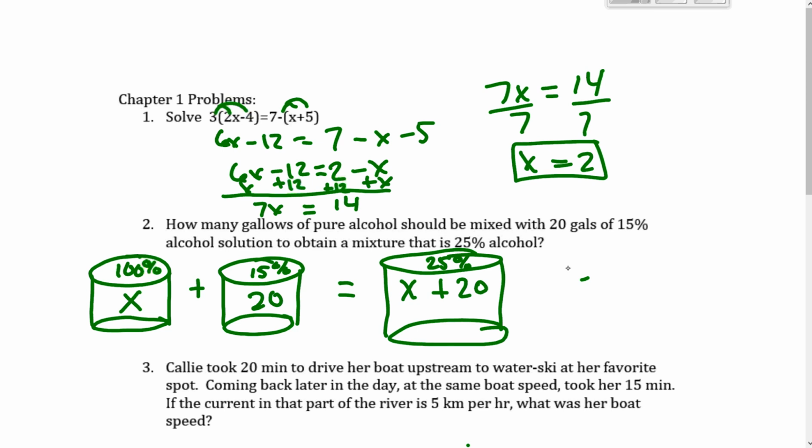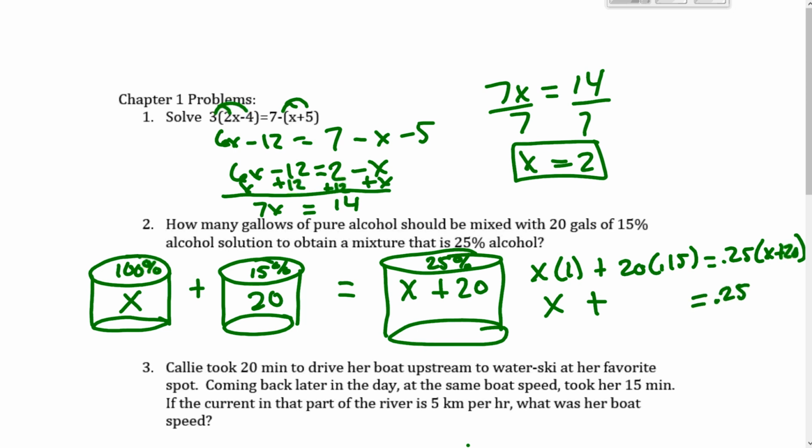Let's do it this way. X times 1, because that's 100%, plus 20 times 0.15, because that's 15%, equals 0.25 times (x plus 20). Okay, so there's our equation all written out. So now I can start doing the math here. I can take x times 1, which is x, 20 times 0.15, which I think is like 5 or 3 or something like that. Can't remember. I'll do it though real quick.